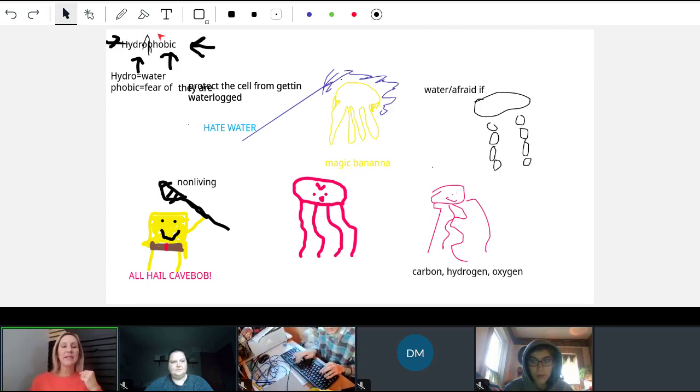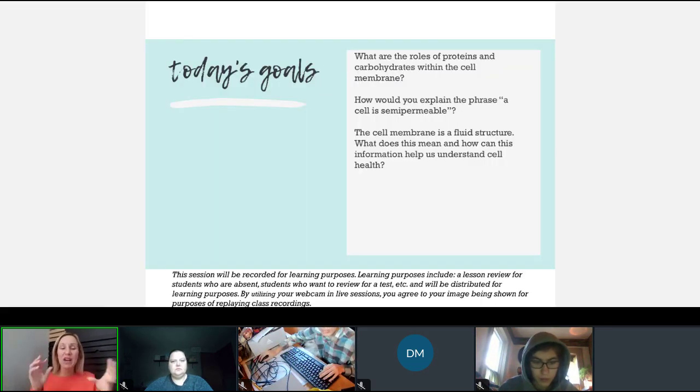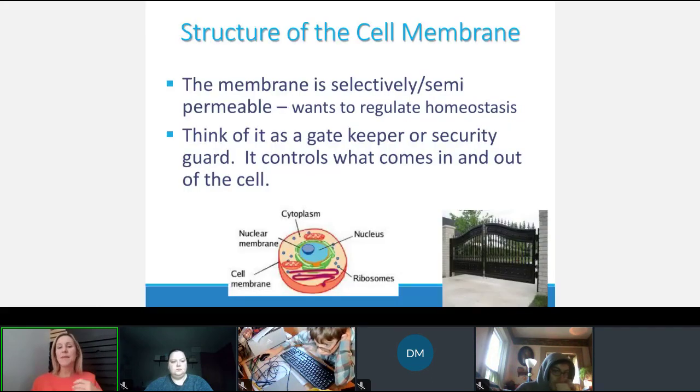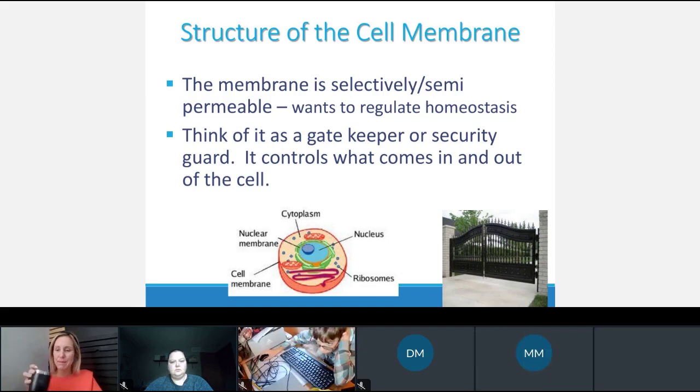Awesome. So that is a good place to start as we go back into looking at cell membranes. The cell membrane itself is a component of a living thing. So let's take a peek at it. All right. Macy, will you read about the structure, what the structure of a cell membrane is? The membrane is selectively semi-permeable, wants to regulate homeostasis. Think of it as a gatekeeper or security guard. It controls what comes in and out of the cell.